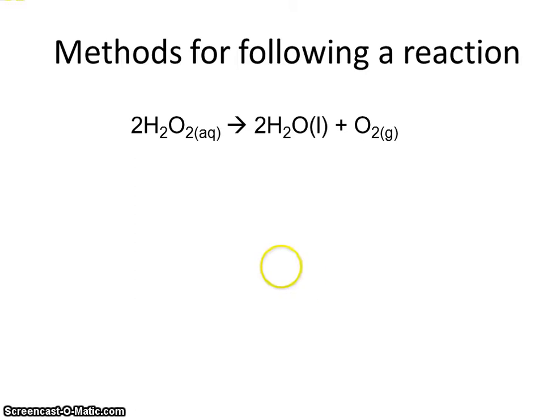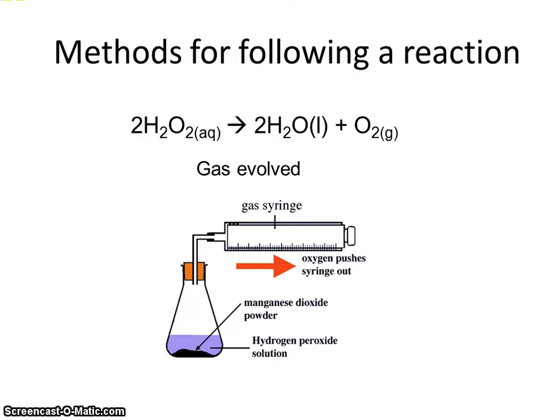So here's a reaction where hydrogen peroxide decomposes to produce water and oxygen. So again, pause the video and think about how you might follow the rate of that reaction. This will be extremely familiar to some of you because, of course, a gas is evolved, and so the easiest way of following that would be to use a gas syringe to measure the volume of gas produced.